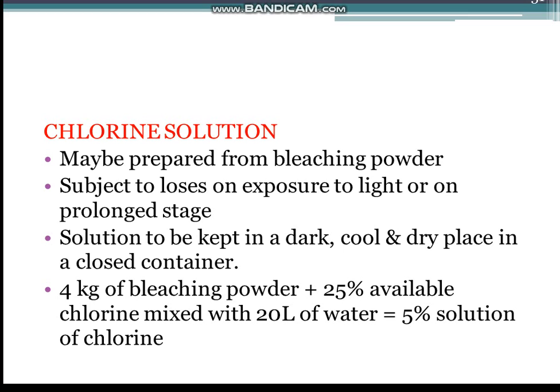Second is chlorine solution. Chlorine solution may be prepared from bleaching powder. Ready-made chlorine solutions in different strengths are also available in the market. Like bleaching powder, the chlorine solution is subject to losses on exposure to light or on prolonged storage. The solution should be kept in a dark, cool and dry place in a closed container. If 4 kg of bleaching powder with 25% available chlorine is mixed with 20 liters of water, it will give a 5% solution of chlorine.